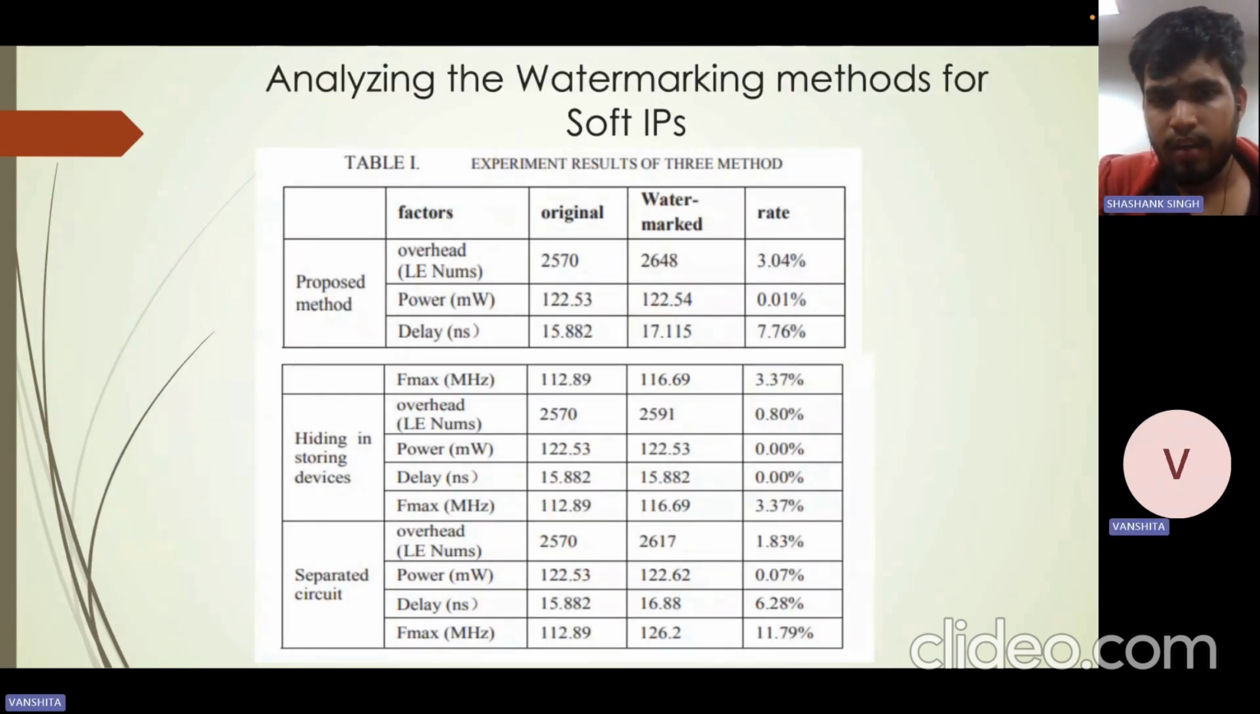The other two methods, hiding watermark in storing device and embedding watermarks in separate circuits, are compared, and we have done an analysis as given in this table. From the results, it can be seen that our proposed method has only 0.04% more hardware overhead, and it is acceptable for designers. The power consumption, delay, and Fmax keep the same level for all these three methods. Moreover, while the watermark in the other two methods can be easily removed, this watermarking approach has better robustness.